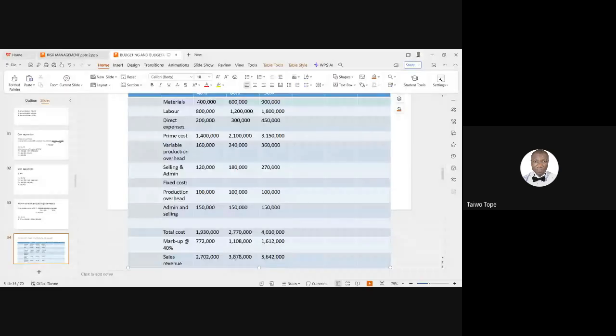At 60%, if you produce 60,000 units and your sales is what? 3,878,000. What will be the cost of 1 unit? 64.63. Fine. At 90%, if your sales revenue is 5,642,000 and you are producing 90,000 units, the cost of 1 unit will be what? 62.6869. Fine. Approximately.